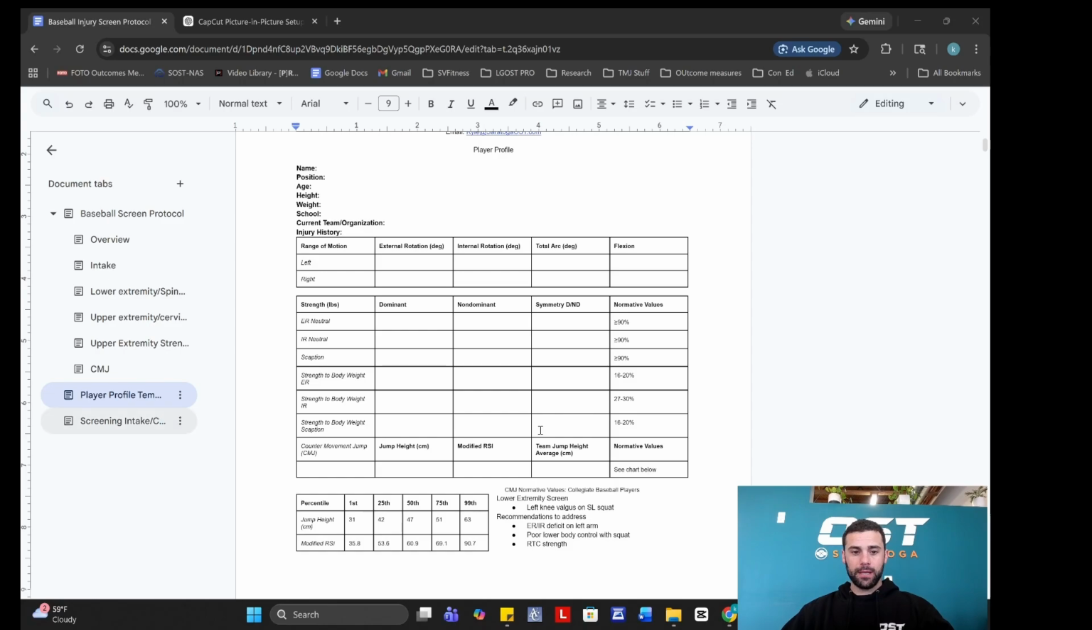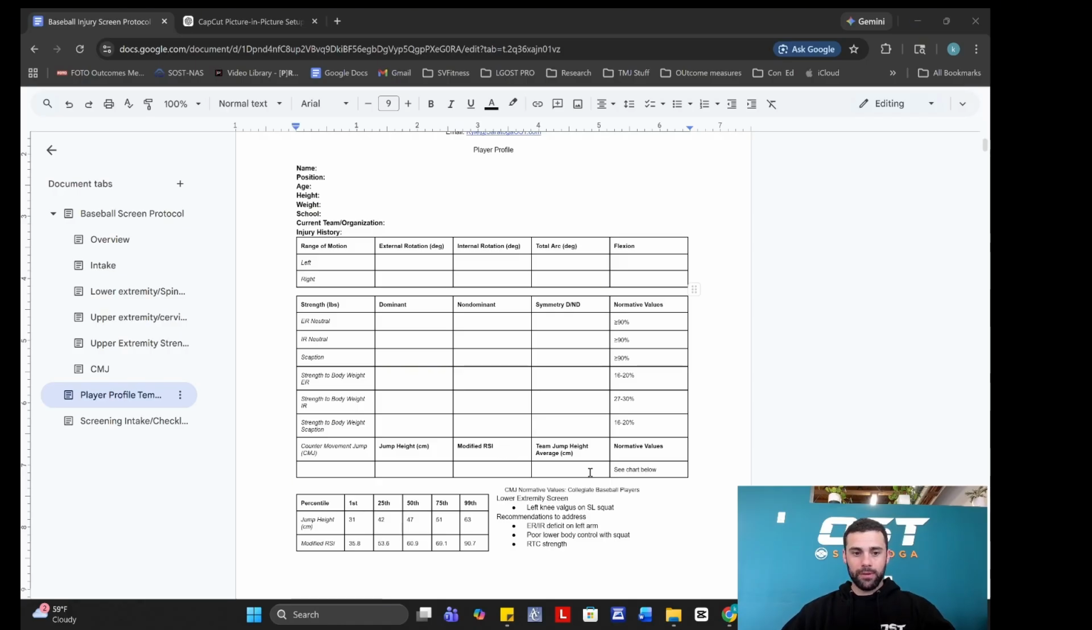The last test that we did was the counter movement jump, which is a maximum jump on dual force plates. 2 of the metrics that we use are jump height and this modified RSI. Jump height is purely just the height the player gets from the jump, and the modified RSI is a number that indicates the lower body explosiveness of the individual.